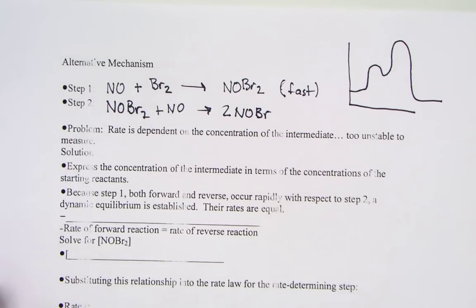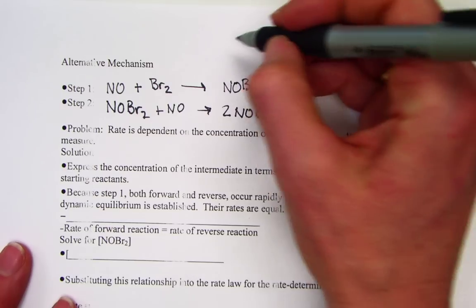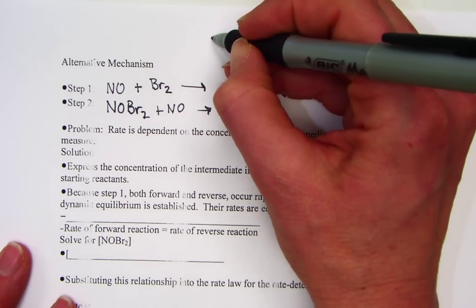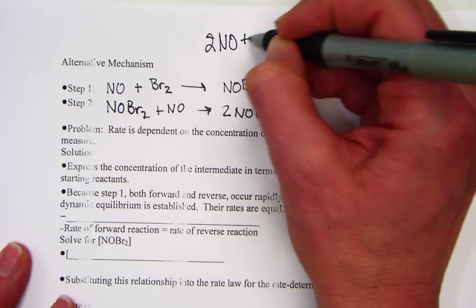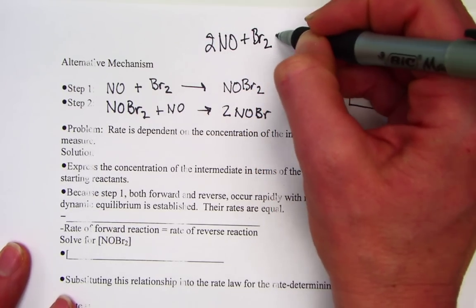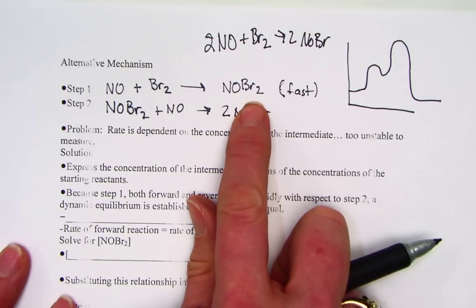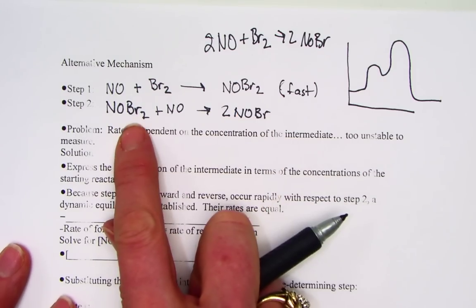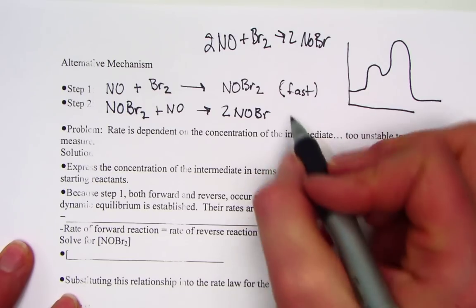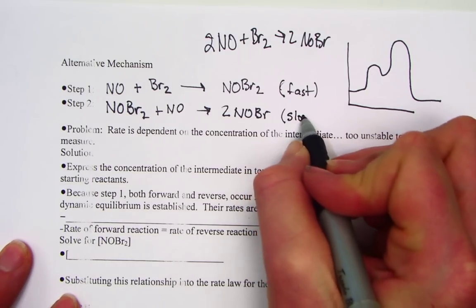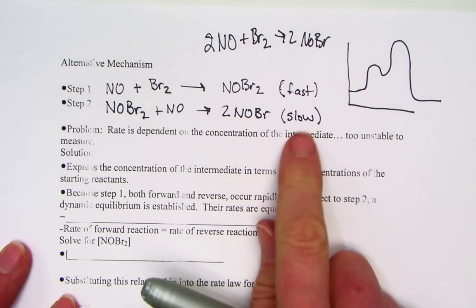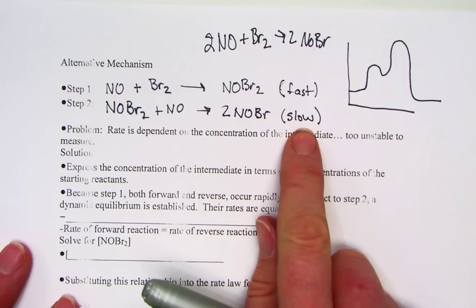Remember the overall equation we were trying to form just from the previous page? 2 NOs plus Br2 give us 2 units of NOBr. I made an intermediate, used it up immediately. I proposed a mechanism that had a slow second step.